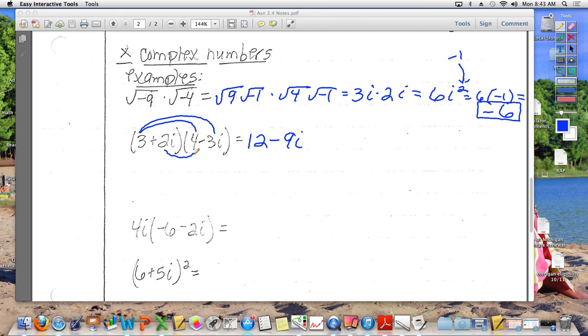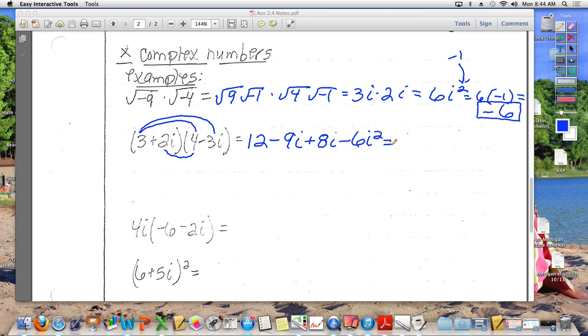We have 2i times 4, 8i. And then we have 2i times negative 3i. Well, 2 times negative 3 is negative 6, and then we have an i times an i, which is i squared.